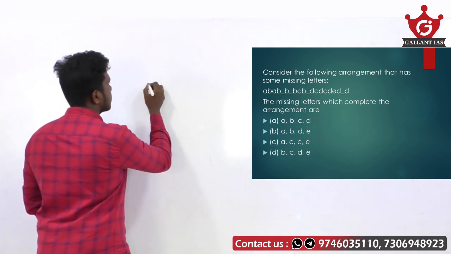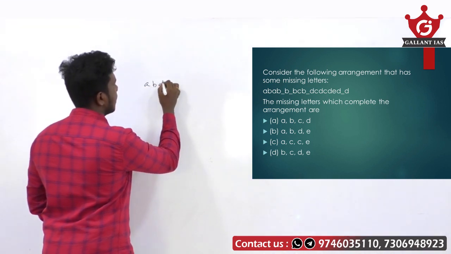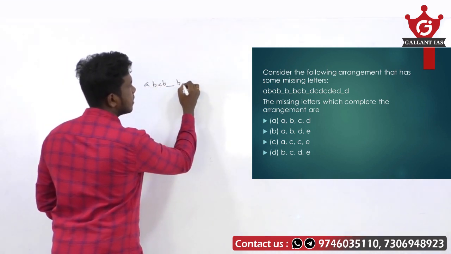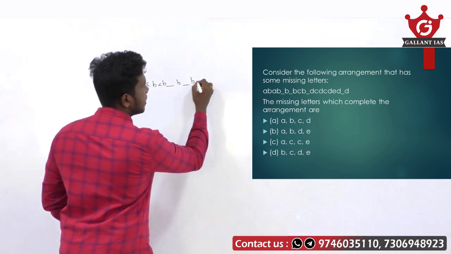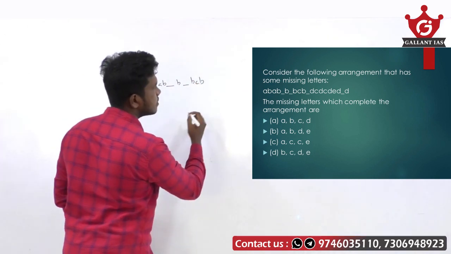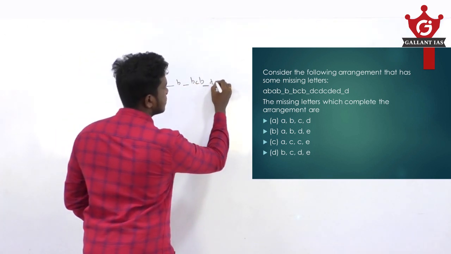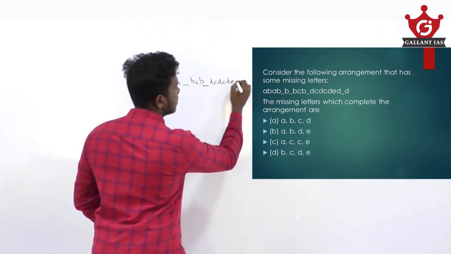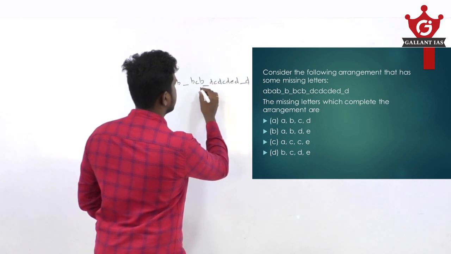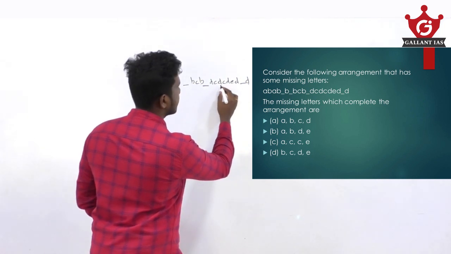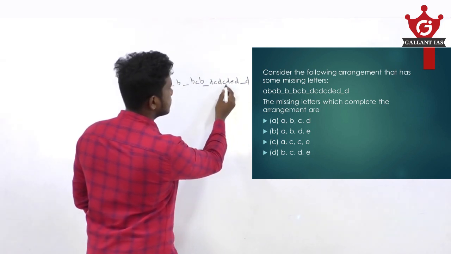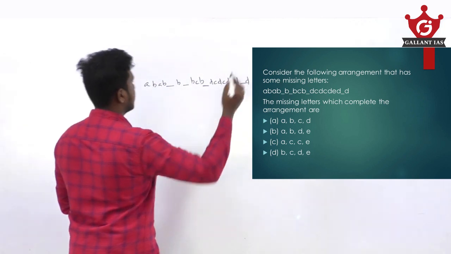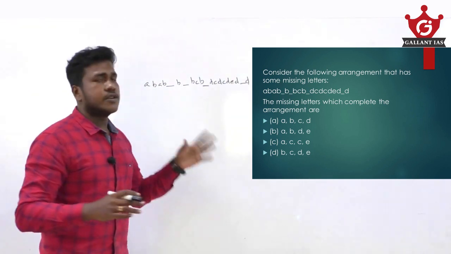Now let's copy down the question. AB dash B dash, BCB dash DCD, CDED dash D DC, DED dash. Okay, now we need to group these terms.